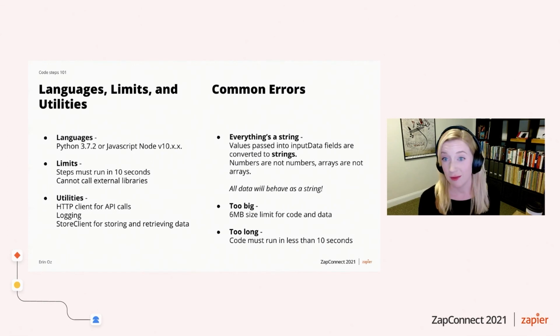So some quick things to point out. Code steps can be run in vanilla Python or vanilla JavaScript. The code needs to be short enough to run in less than 10 seconds, and it cannot call external libraries using tools like NPM or anything like that. If you'd like to make an HTTP request in your code step, you can use a built-in HTTP client in your step. There's also utilities for logging and for storing or retrieving data. These are more advanced features of code steps that you might want to use once you get the hang of it.